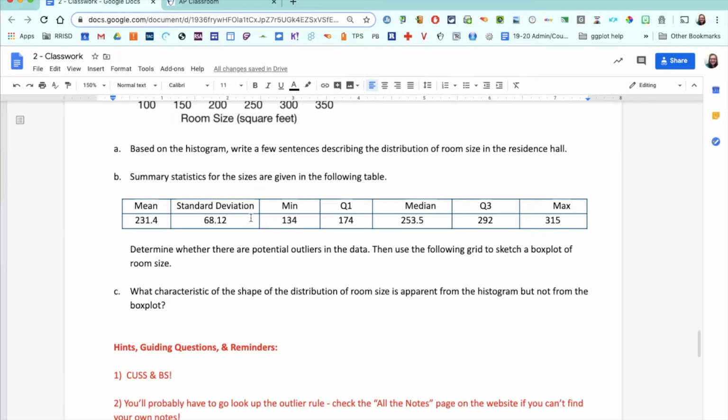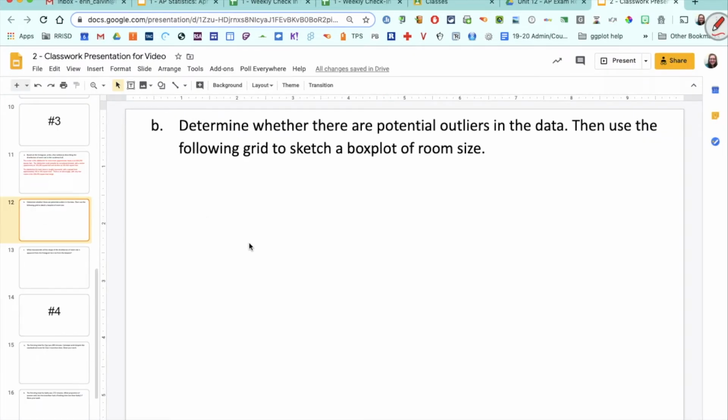So we have the mean, the standard deviation, the minimum, Q1, median, Q3, max, which would be our 5-number summary. It asks us to determine whether there are potential outliers in the data, and then to sketch a box plot of the room size. So I'm going to start with calculating outliers and then go from there. Our outlier rule is we're going to deal with 1.5 IQRs away from either side of the quartiles.